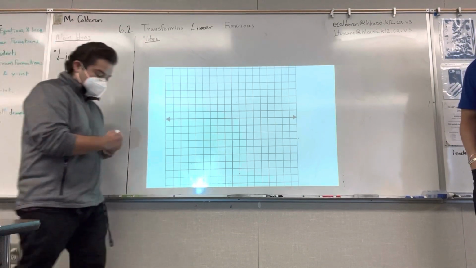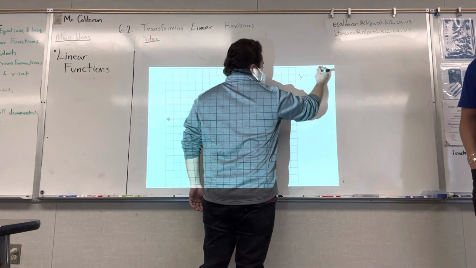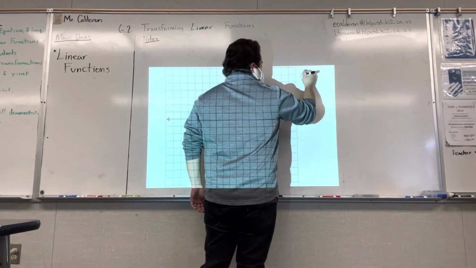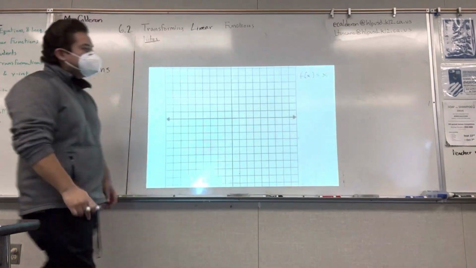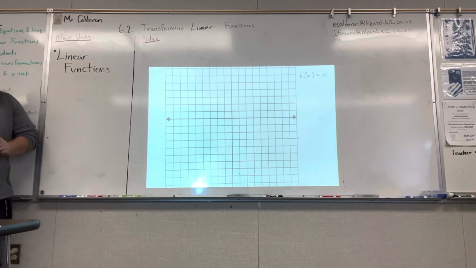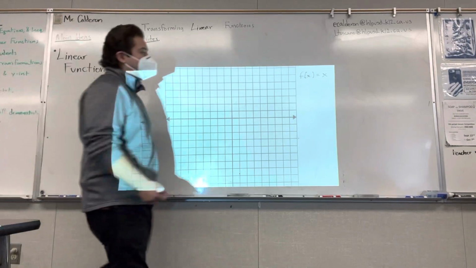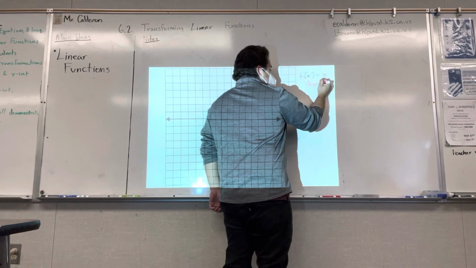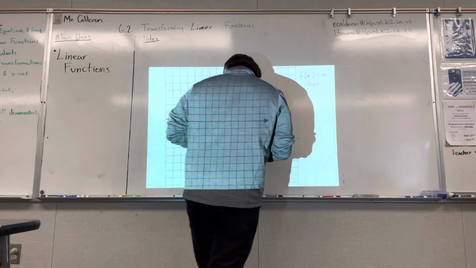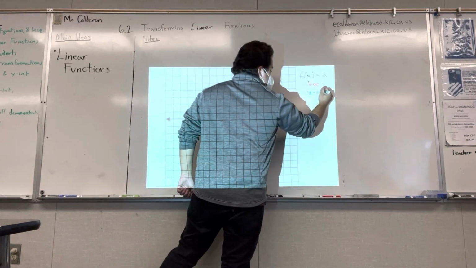Okay, and we're going to graph first. Do this one in black. First, we're going to graph f of x is equal to just x. And let's see what this looks like. First, let's go ahead and identify the slope and the y-intercept.